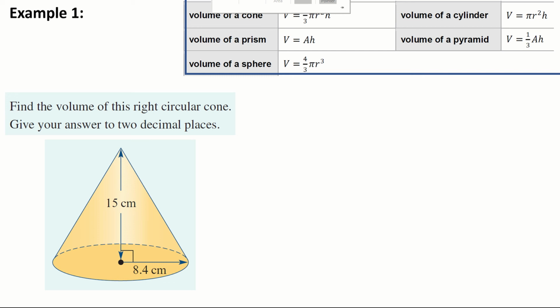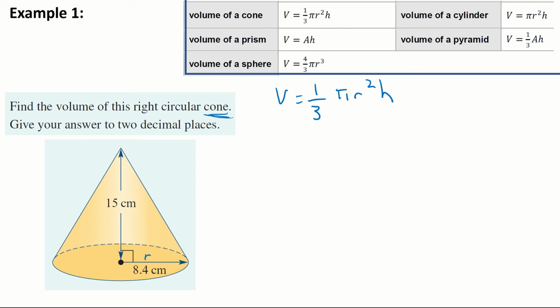Okay, the first one is volume of a cone. So if we have a look, volume of a cone's on the formula sheet. So we just start with the formula. It's a third pi r squared h. A lot of these are a third of the original one. This one was a third of a cylinder.